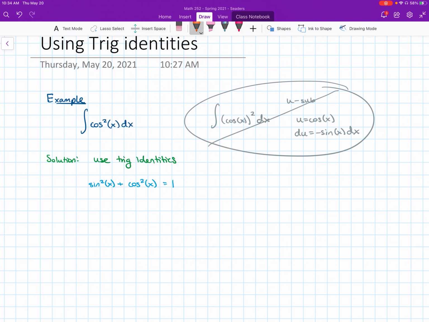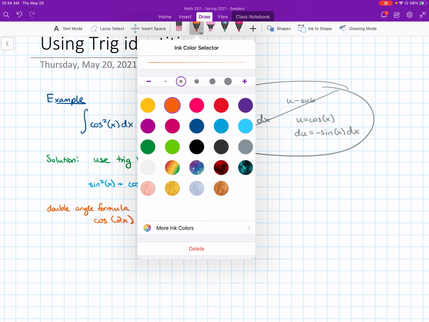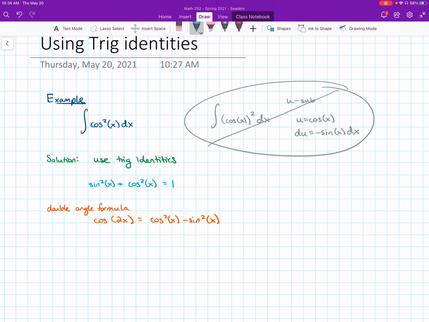Now, maybe a trig identity that you don't remember off the top of your head is the double angle formula. And that's what you can do with something like cosine of 2x. So cosine of 2x is cosine squared of x minus sine squared of x. And this one, combined with the trig identity that we know, sine squared x plus cosine squared x equals 1, will give us a way to replace this cosine squared with something we can integrate. So let's put these together.